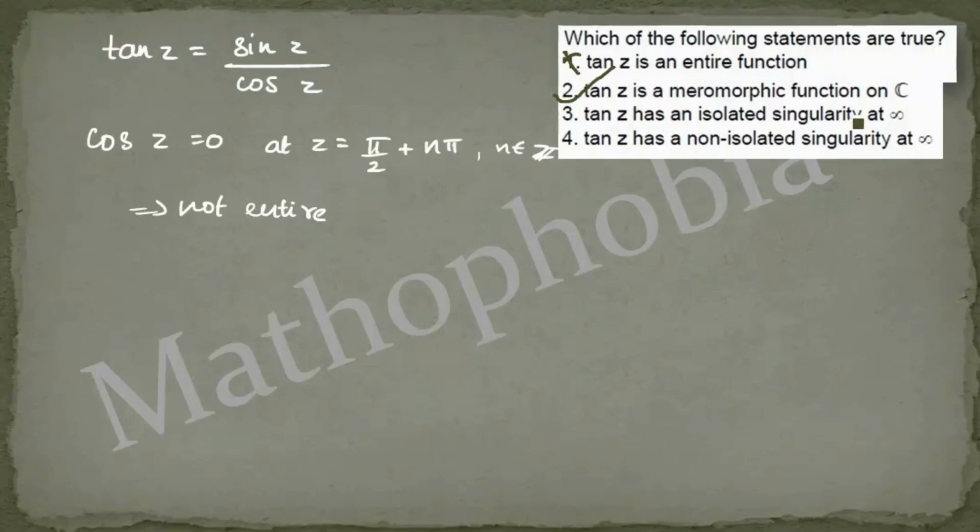Next, tan z has isolated singularity at infinity and non-isolated singularity at infinity. So isolated singularity என்ன அர்த்தம்? It must have finitely many singularities. But இங்கே we have infinitely many poles. So அதனால் it has non-isolated singularity at infinity. So third option is wrong, fourth option is correct. So correct answers are option 2 and 4. Thank you.